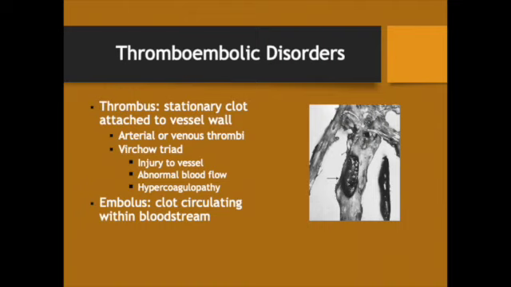We want to take note of Virchow's triad, and this is a way to remember the 3 different components that can cause someone to be more at risk for a thrombus: if there's injury to the vessel, if there is abnormal blood flow, or a hypercoagulability state. We term this clot an embolus once it breaks off from that vessel wall and it's not stationary any longer. This clot starts circulating within the bloodstream. This is called an embolus.